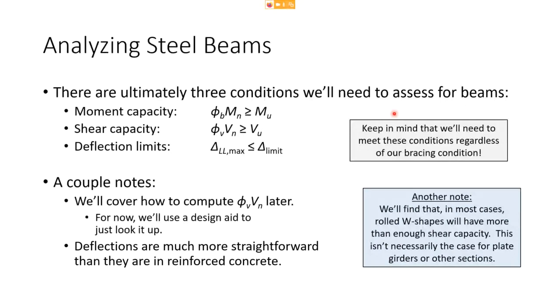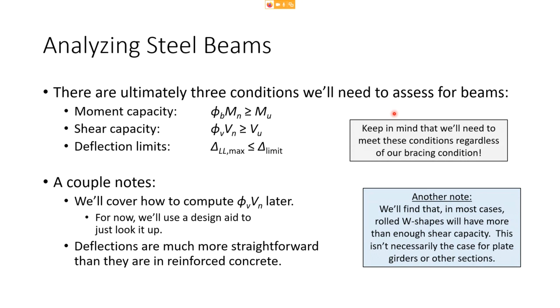Now, a couple of notes. We're going to cover the shear capacity later. For now, we're just going to use a design aid to look it up. But what we're going to find when we look at shears in building design and building beams, when you're looking at steel beam design, is that they end up really not being that big of a deal. The way that we manufacture rolled beams, like rolled W shapes, they tend to have loads and loads of shear capacity. Shear tends to not be a problem. The moments and the deflections tend to be what govern the design. Shear ends up being an afterthought in steel beam design.